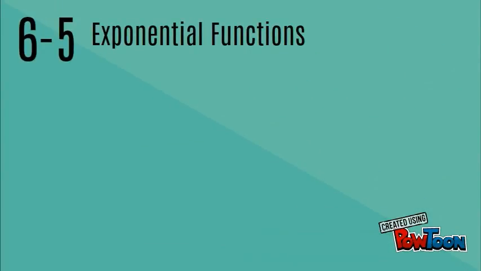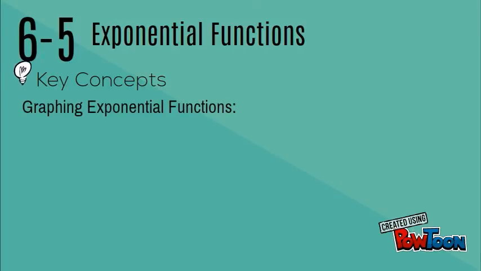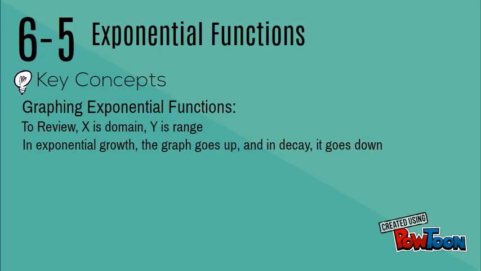6.5 Exponential functions. Key concepts. Graphing exponential functions. To review, x is domain and y is range. In exponential growth, the graph goes up, and in decay, it goes down. The range y approaches but never reaches 0.